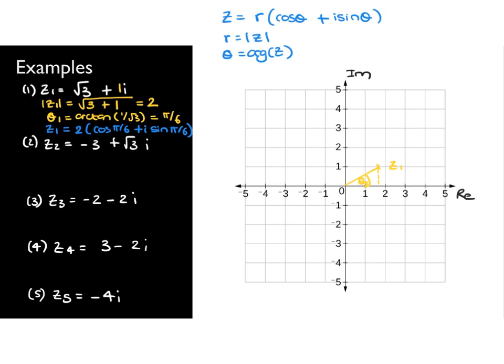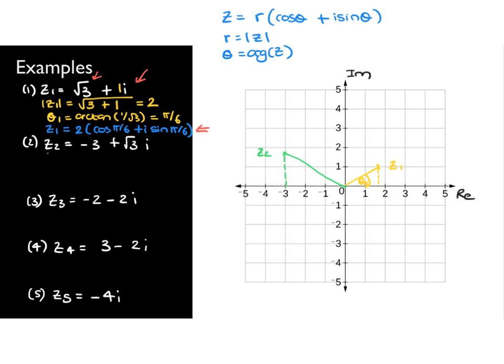So we have the Cartesian form over here, and then we have the modulus argument form, 2 different versions of the same complex number. And of course, if we evaluated 2 multiplied by cos pi by 6, we would get root 3 over here, and the same for the imaginary part as well. So what about z2? Let's draw this on. So negative 3 plus root 3i. So there it is. There is z2.